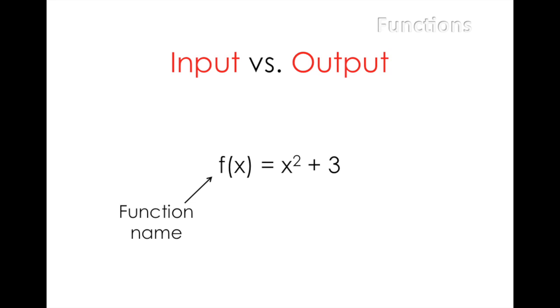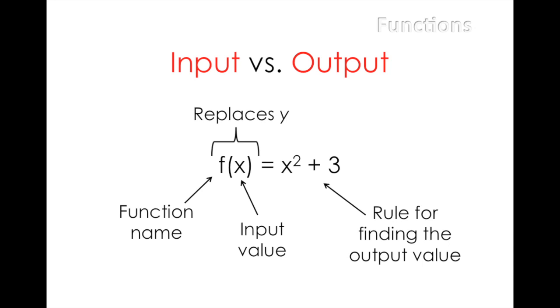Whatever appears inside the parentheses is the input value. f of x in its entirety is interchangeable with y. The y value is considered the output value. x squared plus 3 is the rule for finding the output value. Any number that appears alone on one side of the equal sign will be the output value. Going forward, it is vital to always ask yourself whether you are given the input or the output. Remember, the input is synonymous with the x value, and the output represents the y value.